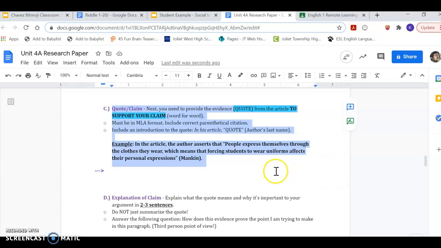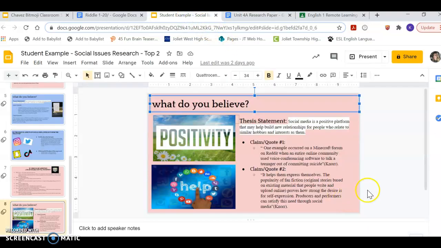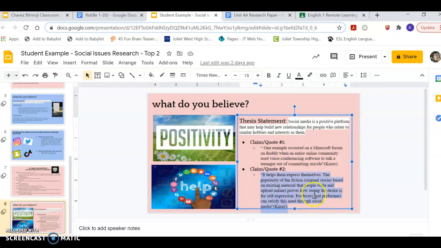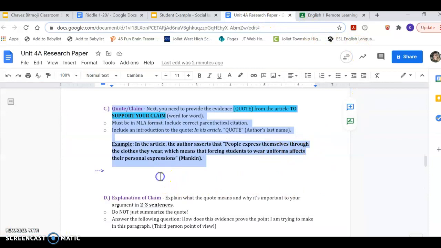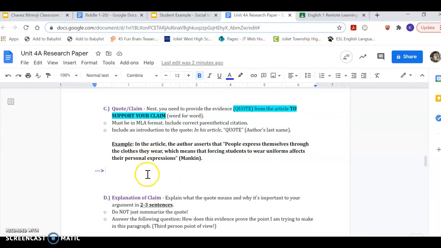And the beautiful thing is you already found the quotes last week during your social issues project. So if you open yours back up, and I have a student example open on my screen, locate the slide that contains both of your quotes supporting the topic that you chose. Once you find that slide, read through both of your quotes and determine which one best supports your thesis statement. Once you decide on that, you're going to copy it directly from the slide. Go back to your Unit 4A research paper and paste it underneath the example right next to that blue arrow.